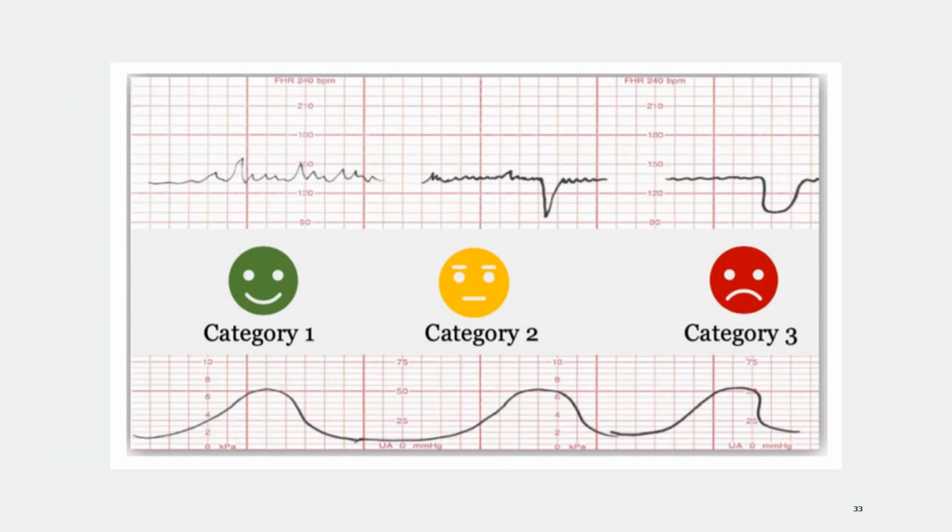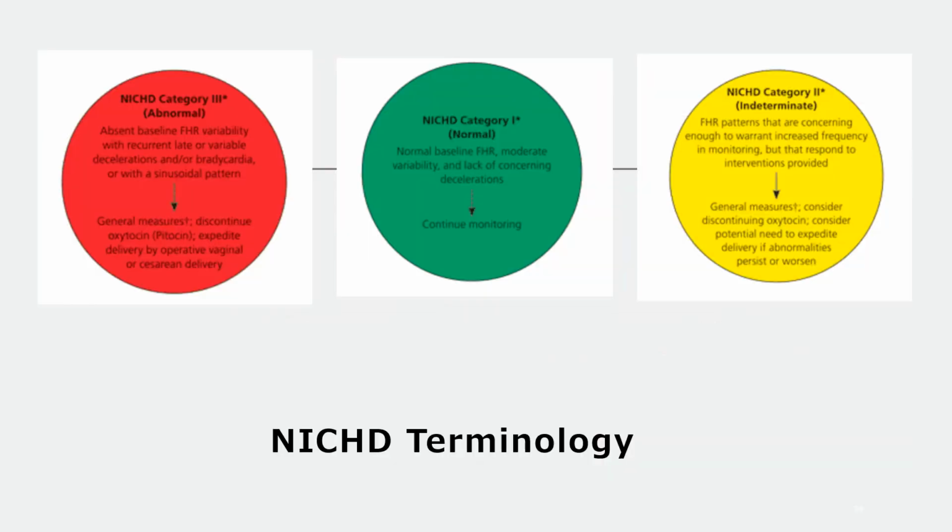This is just showing you your category 1 with your moderate variability. Category 2, you're watching. It's not terrible, but you're watching it. Category 3 warrants delivery. And this is another slide just showing you the NICHD terminology for the categories.